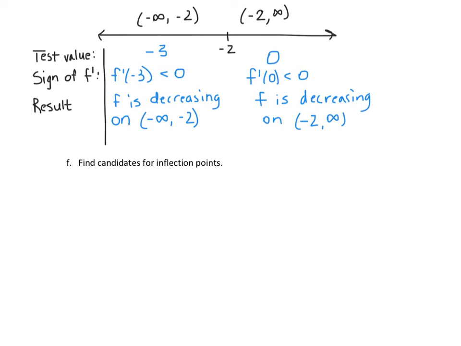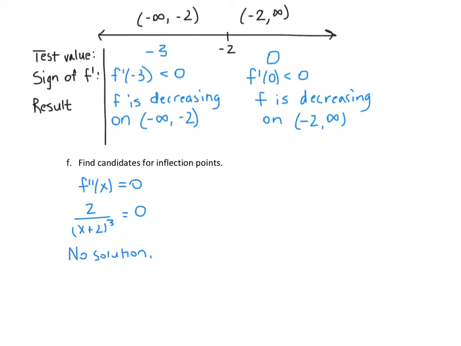Next, we want to find candidates for inflection points. Recall that we find possible inflection points by setting our second derivative equal to 0. So setting our second derivative equal to 0, we're setting 2 over (x plus 2) cubed equal to 0. Now, since the numerator is a constant, this is never equal to 0, so there's no solution to this. So there's no x values for which the second derivative is equal to 0.